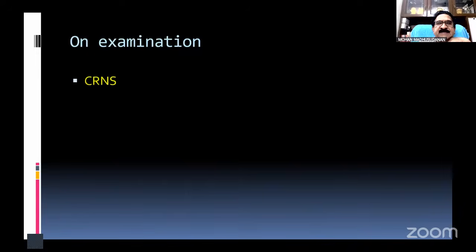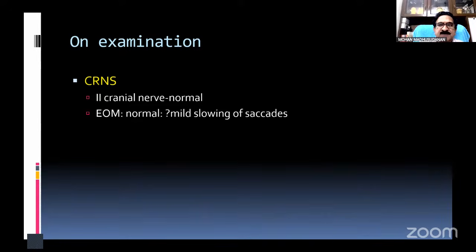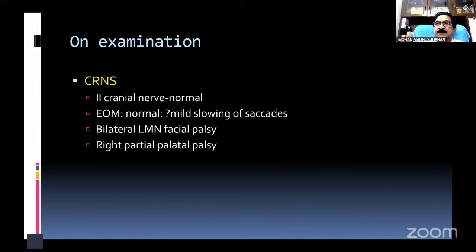Okay, these are the findings. Second cranial nerve normal. Extraocular movement is normal. I'm not convinced about the nystagmus, but what is definitely there is bilateral LMN facial weakness, right more than the left. Right partial palatal paralysis. Rest of the cranial nerves are normal.